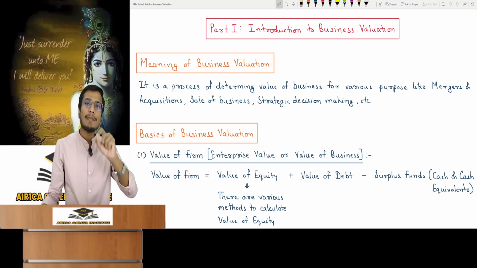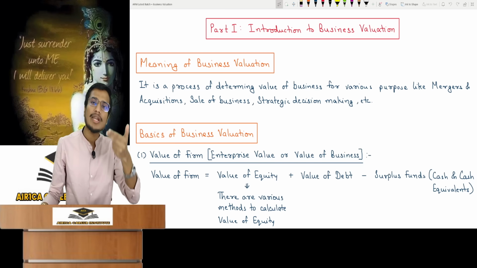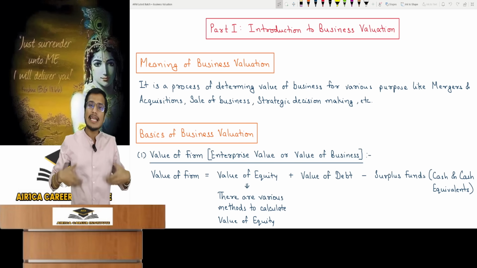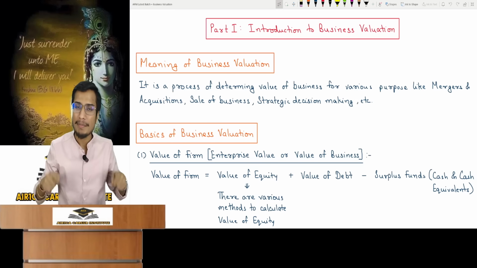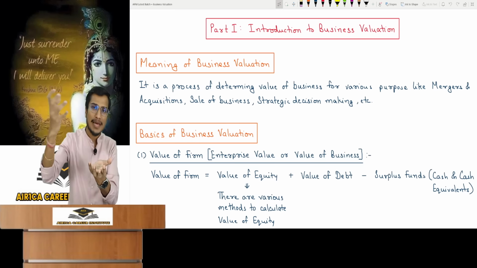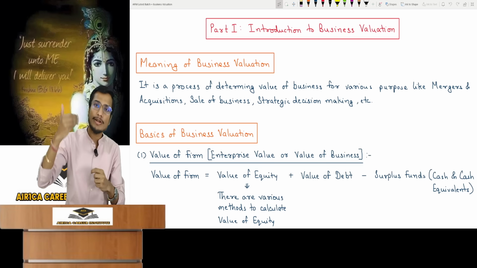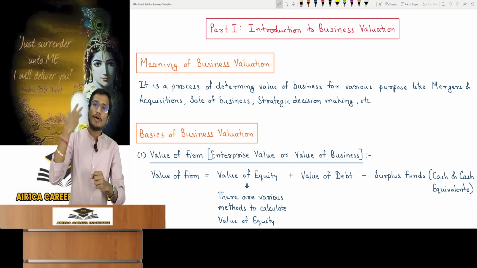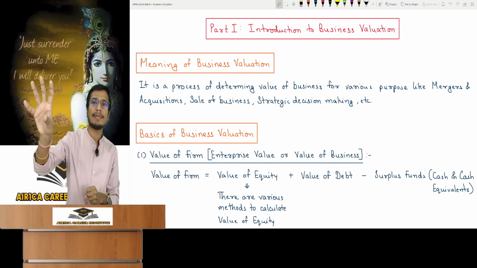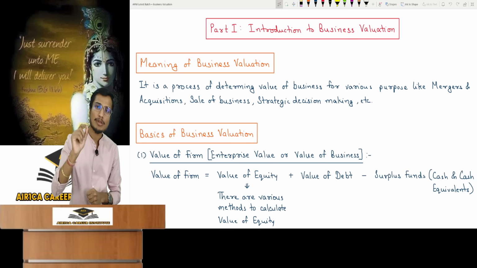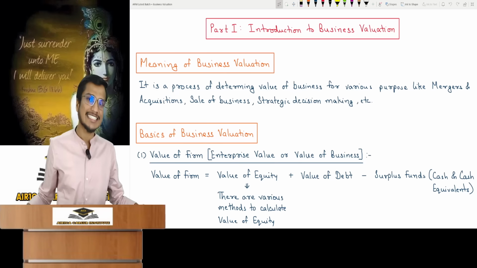Now another purpose for business valuation is the sale of business, which is the opposite of what we just discussed about buying a company. But this time I want to sell my own company. For how much should I sell it? I'm going to collect money from people, but how much should I take? For that I have to tell them the price. So I will first find the value of my business and then I can say, give me this much money and take my company. This is one purpose, and another key aim for business valuation is strategic decision making.